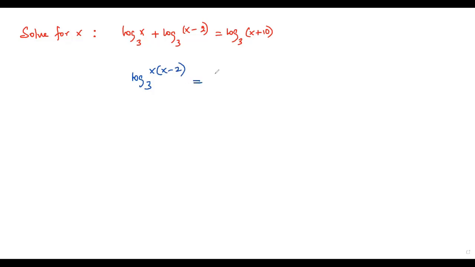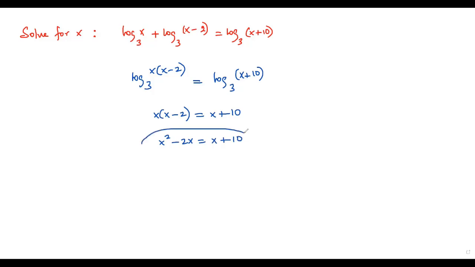On the right side, I'm taking log of (x + 10) to the base 3 as it is. Here, two logarithms with the same base are equal, so we can equate the arguments. Then I get x times (x - 2) equals x + 10. So x times x is x squared, and x times negative 2 is negative 2x, equals x + 10.